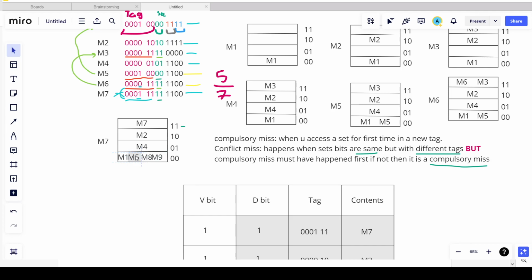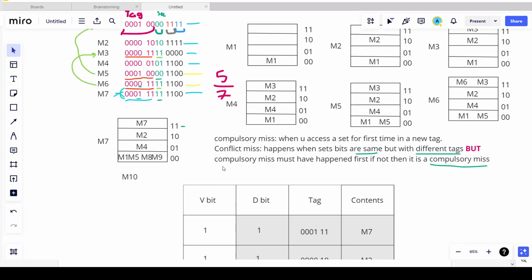Cool. So how many blocks in this set? We said 1 block. And how many words in this block? We said 4 words. So what if we have M10? And it's also in the same tag and in the same set. Now this is a capacity miss. Why? Because the set is already full.